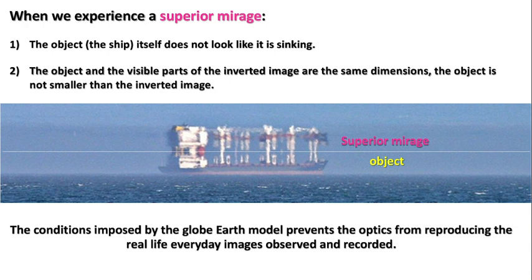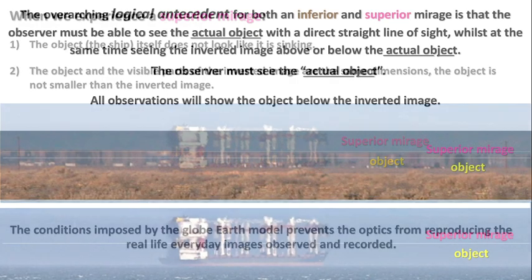The object, the ship itself, does not look like it is sinking. 2. The object and the visible parts of the inverted image are the same dimensions. The object is not smaller than the inverted image. The conditions imposed by the globe Earth model prevent the optics from reproducing real-life, everyday images observed and recorded.